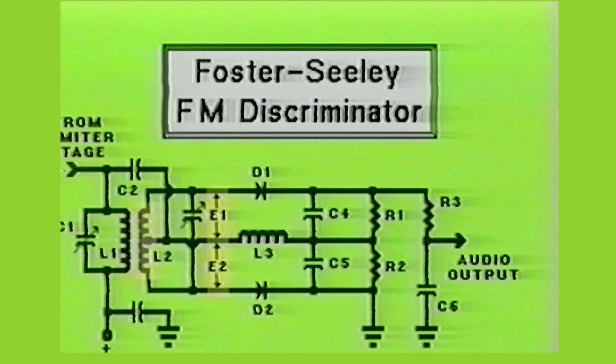Since inductor L2 is center tapped, we must consider the voltage potentials between the center tap and the top of the coil, and between the center tap and the bottom of the coil. These potentials are labeled E1 and E2.